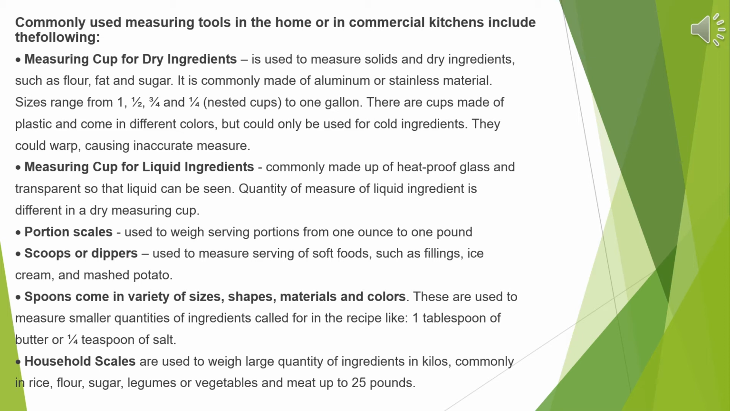First, measuring cup for dry ingredients. It is used to measure solids and dry ingredients such as flour, fat, and sugar. It is commonly made of aluminum or stainless material. Sizes range from 1/4, 1/2, and 3/4 to 1 gallon. There are cups made of plastic and come in different colors, but could only be used for cold ingredients. They could warp, causing inaccurate measure.